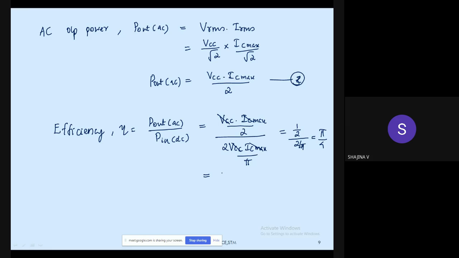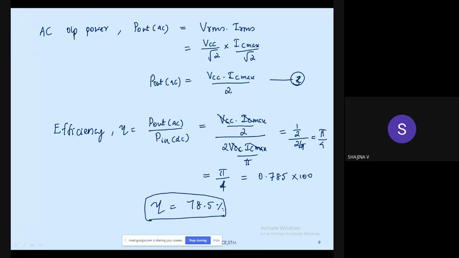Simply substitute pi as 3.14. This pi by 4 value is not an angle, not in degrees. Pi is equal to 3.14. Then pi by 4 is 0.785. Since we represent efficiency in percentage, we multiply by 100, which is equal to 78.5%. This is the maximum possible efficiency using this class B amplifier.